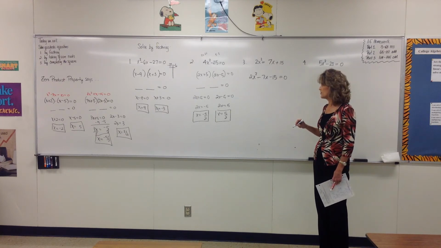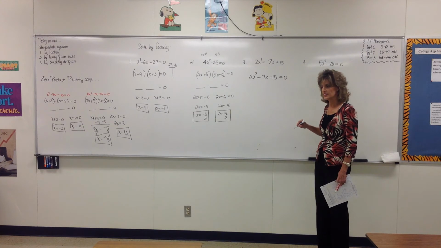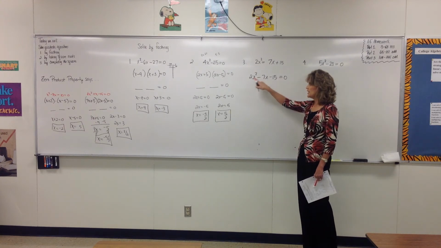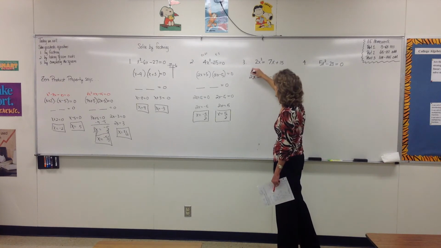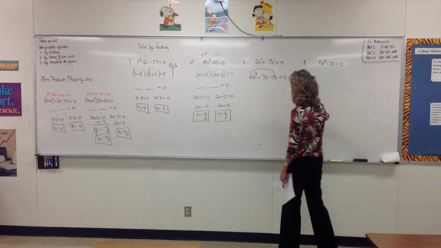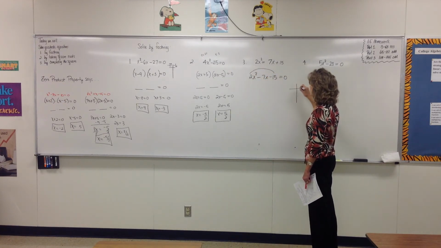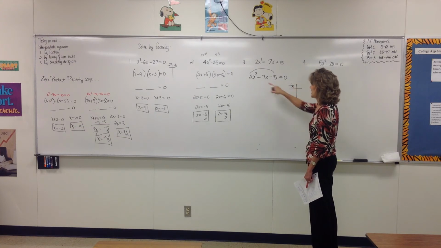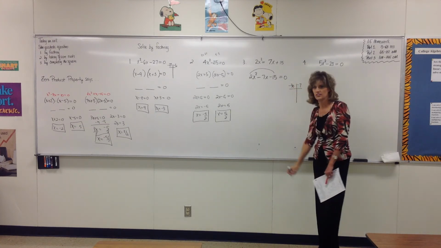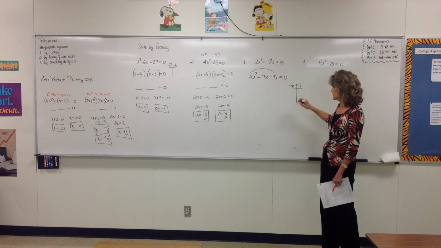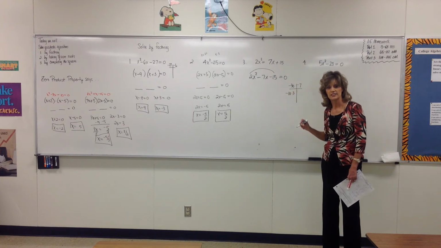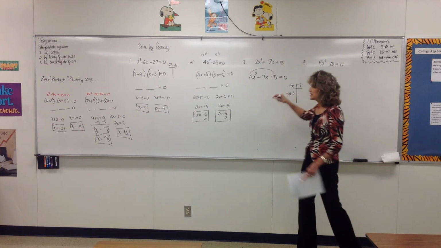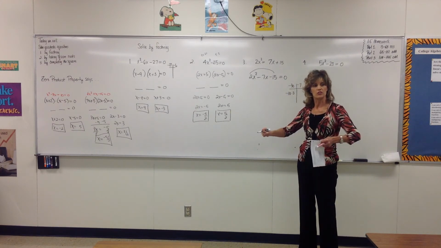There's no greatest common factor. It's got 3 terms. It's not a perfect square trinomial, and the leading coefficient is a 2 instead of a 1. So it's trial and error, the harder kind, where we have to find things that multiply to be -30 and add to be -7. Do you see it? One's got to be negative. -10 times 3.